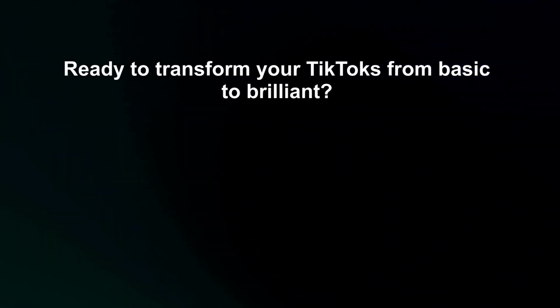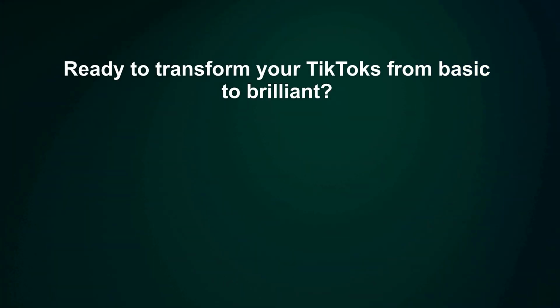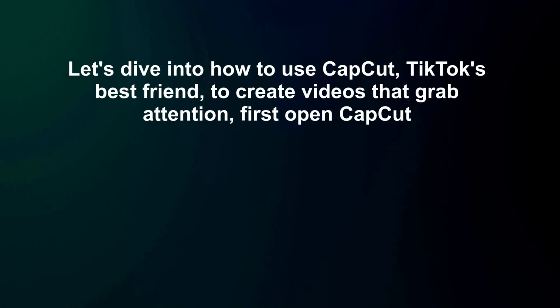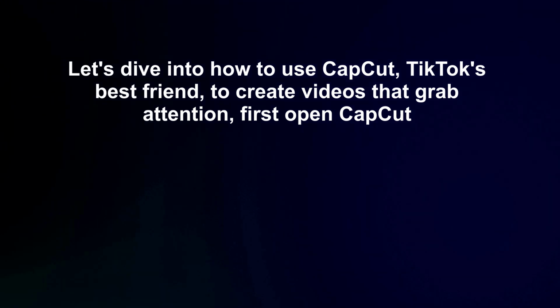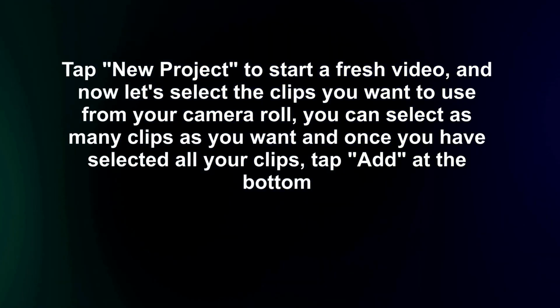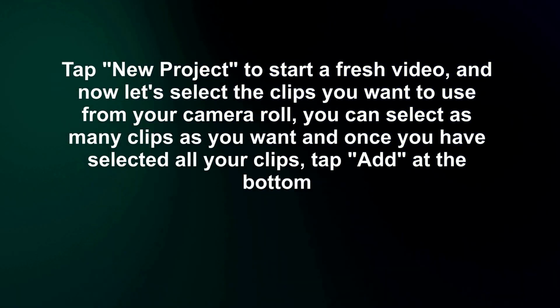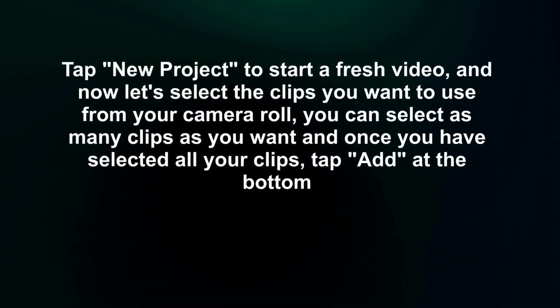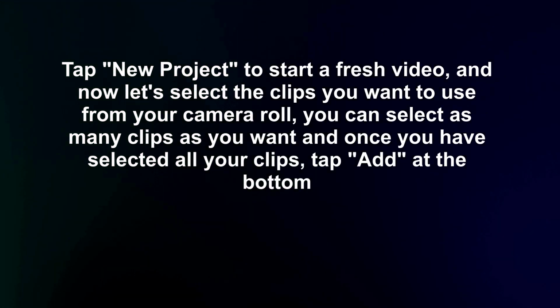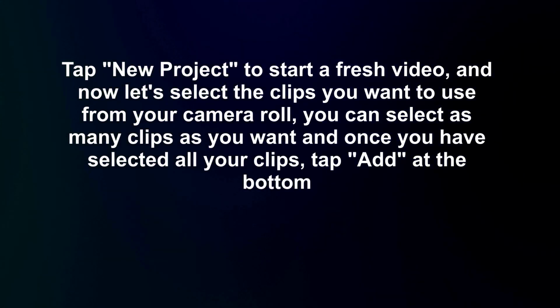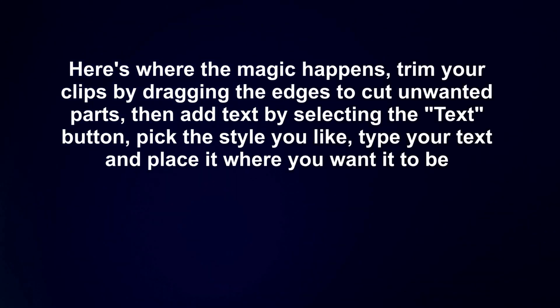Ready to transform your TikToks from basic to brilliant? Let's dive into how to use Capcut, TikTok's best friend, to create videos that grab attention. First, open Capcut. Tap New Project to start a fresh video. And now let's select the clips you want to use from your camera roll. You can select as many clips as you want, and once you have selected all your clips, tap Add at the bottom. Here's where the magic happens.